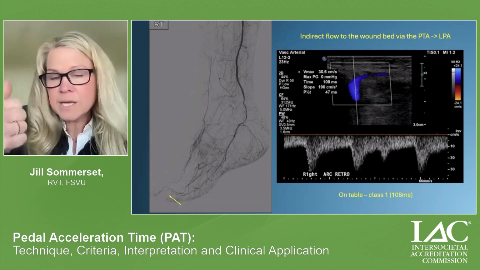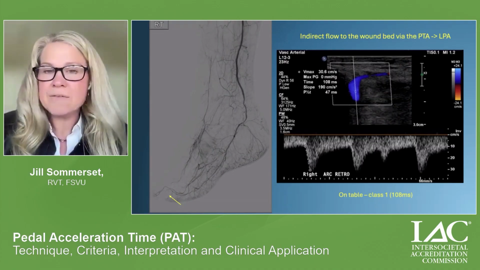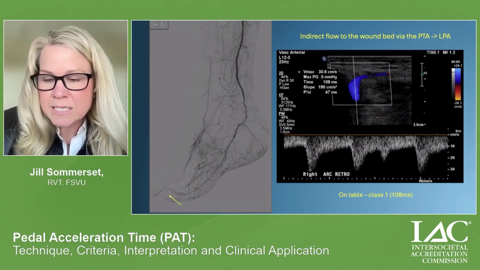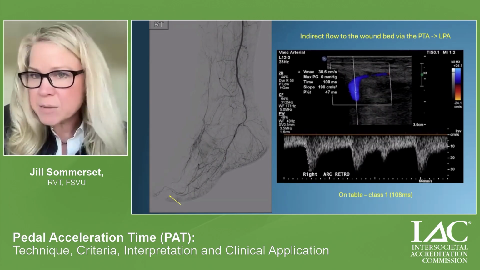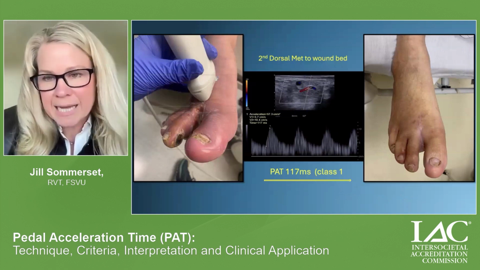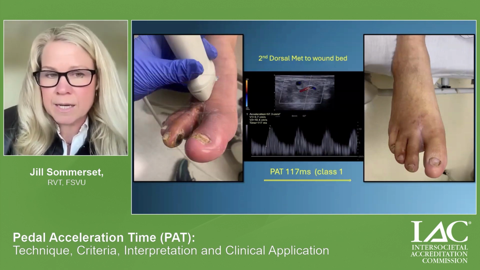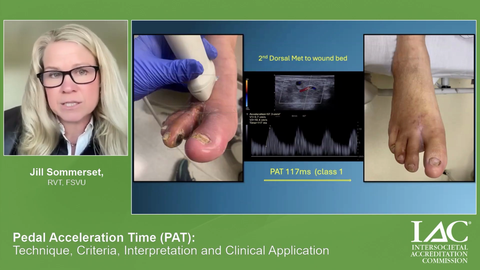And on table, I could show, remember that PAT was flat. We now have a measurable class 1 PAT to the wound bed on table. We have an endpoint to be done. In surveillance follow-up, his PAT remained class 1 and ultimately he healed his second toe amputation very nicely and in a timely manner.